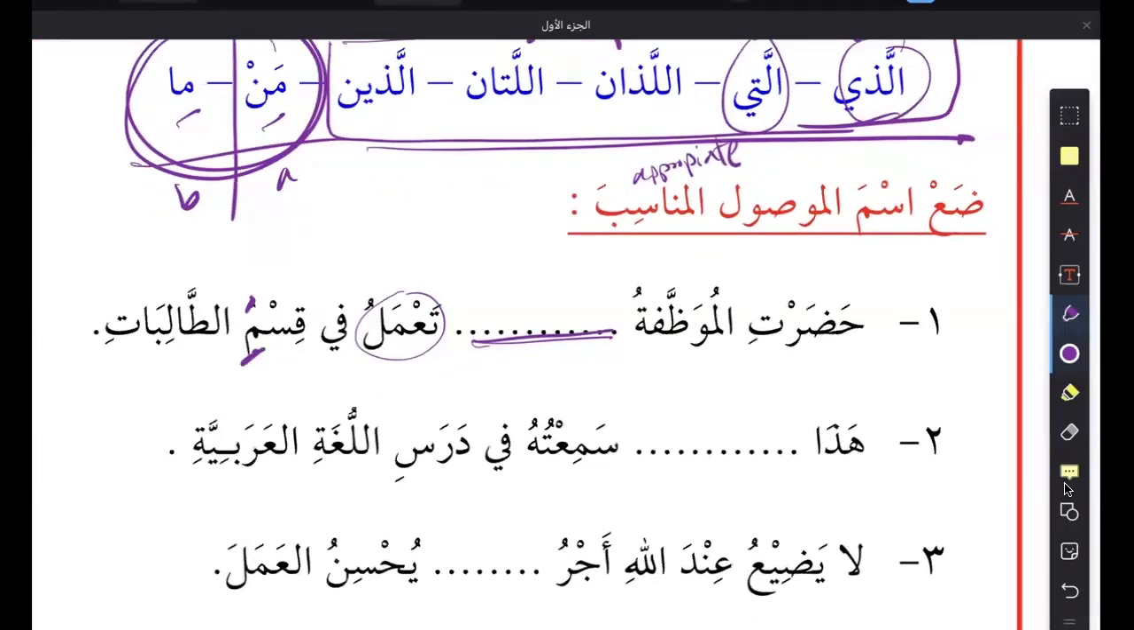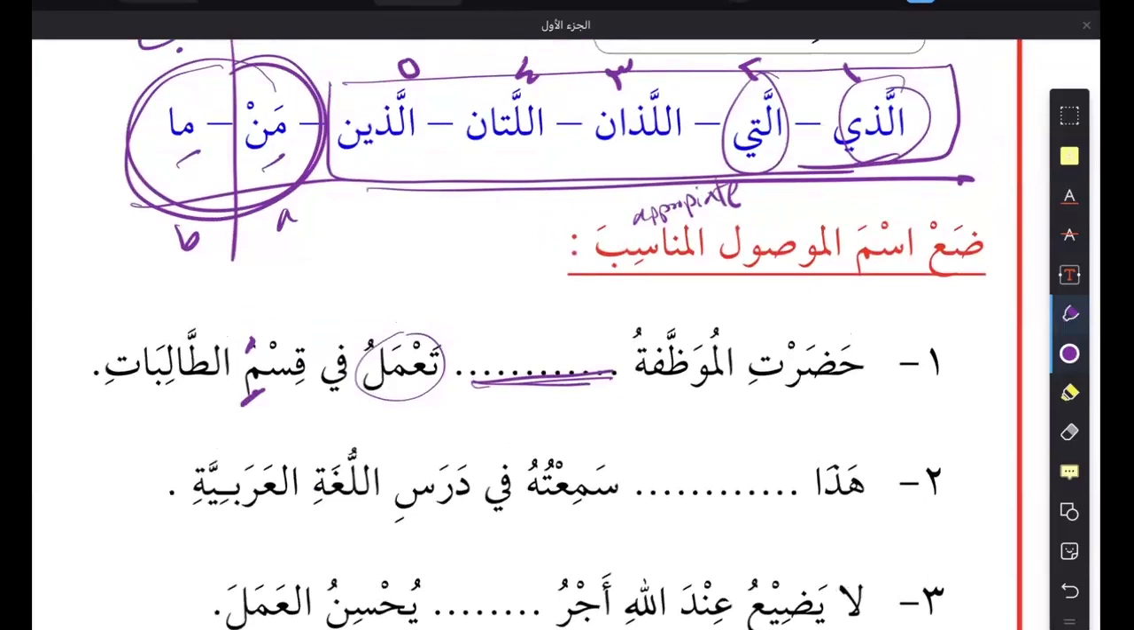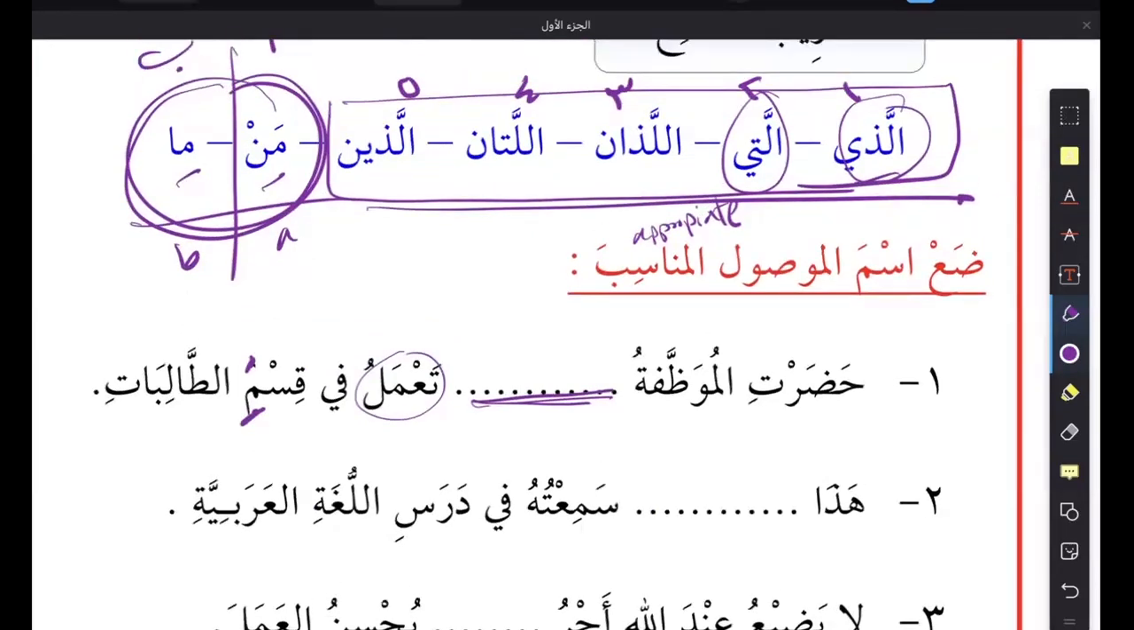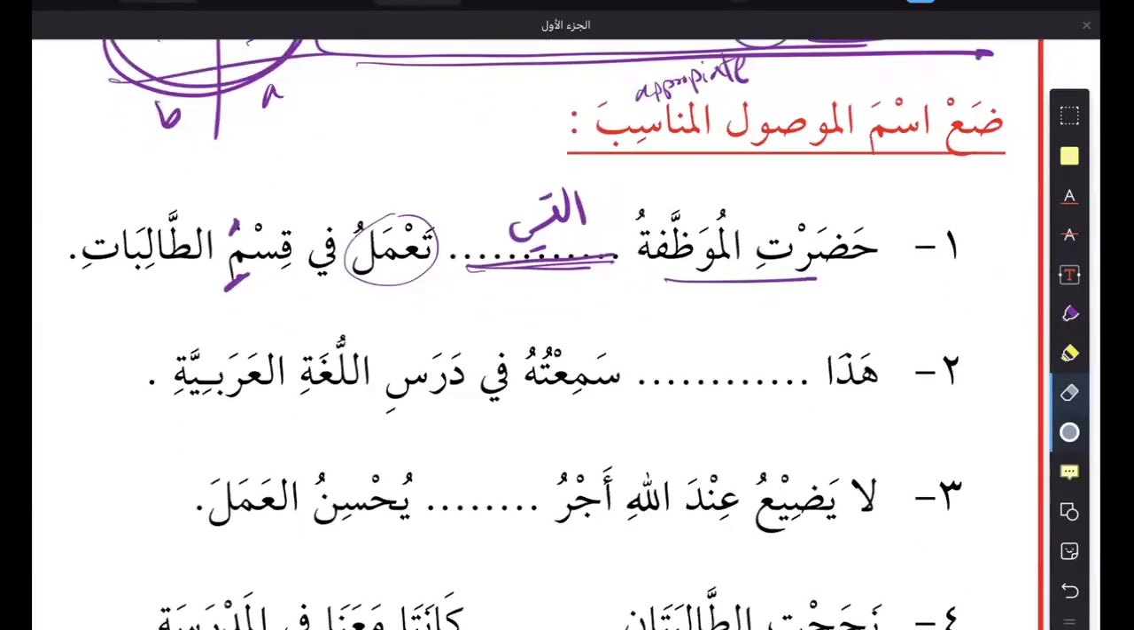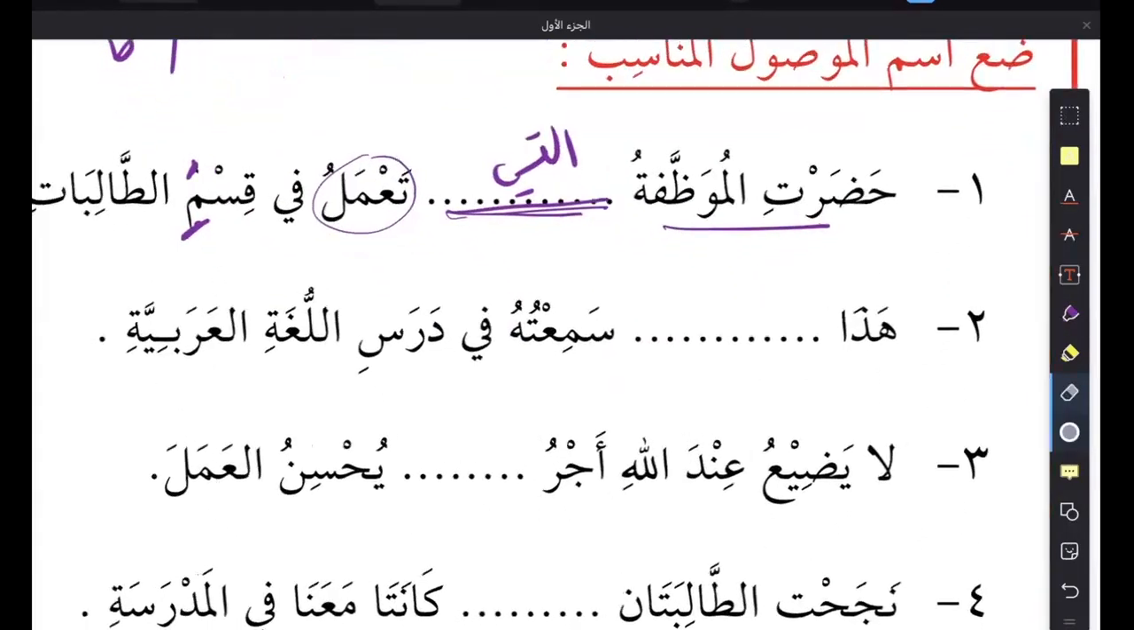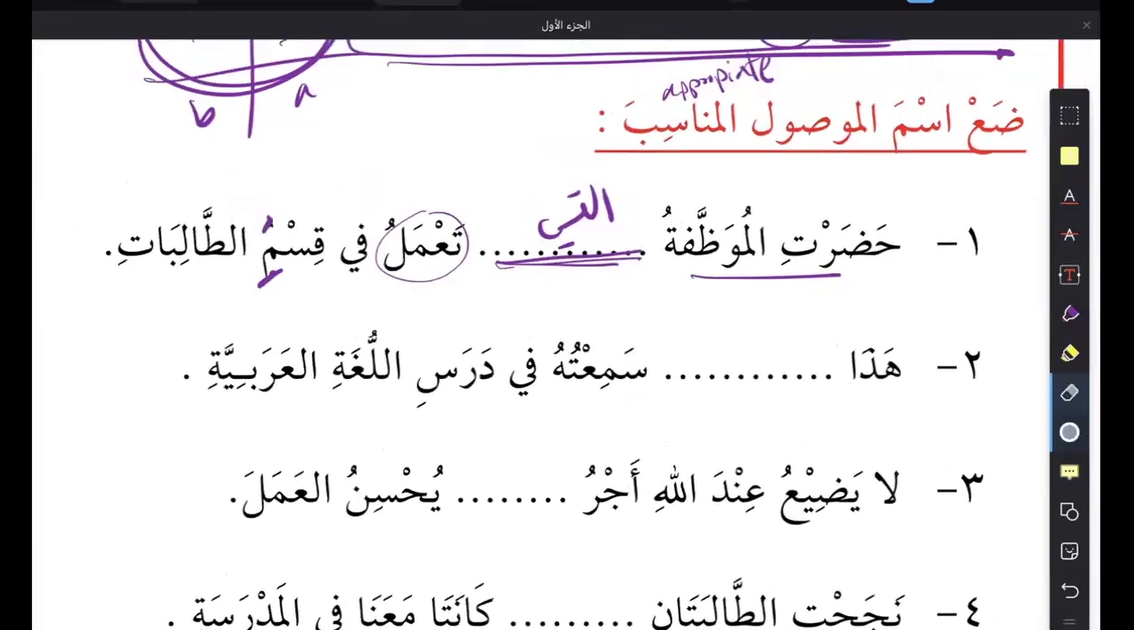So tell me, which ismul mawsul do you want here? For this one, it's a feminine singular, so we'll put allati. Okay, number two. So the employee attended who works in the department of the female students. Easy, that should be very easy. Ismul mawsul, guys, if you're not comfortable, you have to do a little bit of practice.